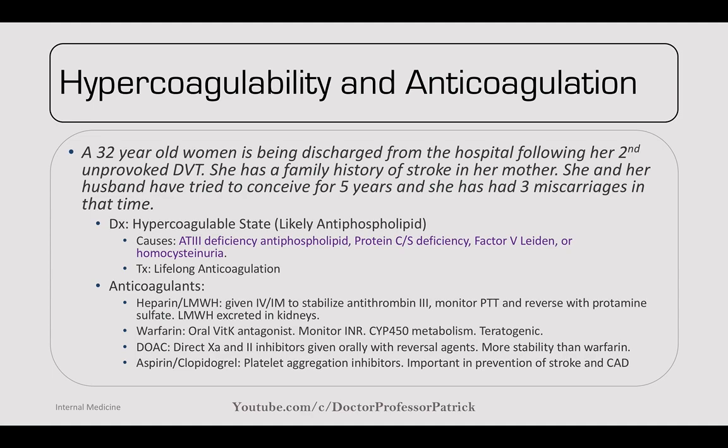You can try a DOAC, or a direct oral anticoagulant. A lot of them attack factor 10A and 2, and they're given orally, and they all have reversal agents approved for them now. There's more stability than warfarin, which can be affected by how much vitamin K the individual takes in, and other digestive properties. Lastly, there is aspirin and clopidogrel. These aren't anticoagulants, these are antiplatelet agents, and they're important in prevention of stroke and CAD.